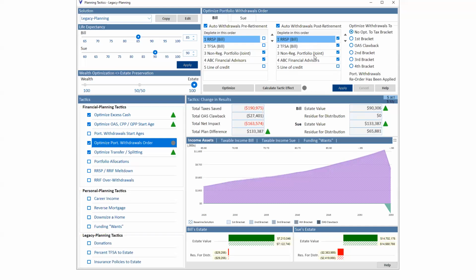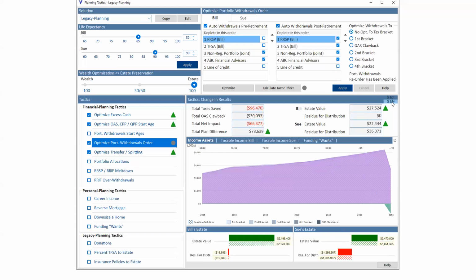When we look at the estate, we're really focused on the life expectancy year of the second to die. In this case, it's Sue. And we can see that the estate value is quite substantial, 14.7 million. The issue is that because they have assets, there are a lot of terminal expenses, terminal taxes. And so the residue for distribution is negative 2.3 million.